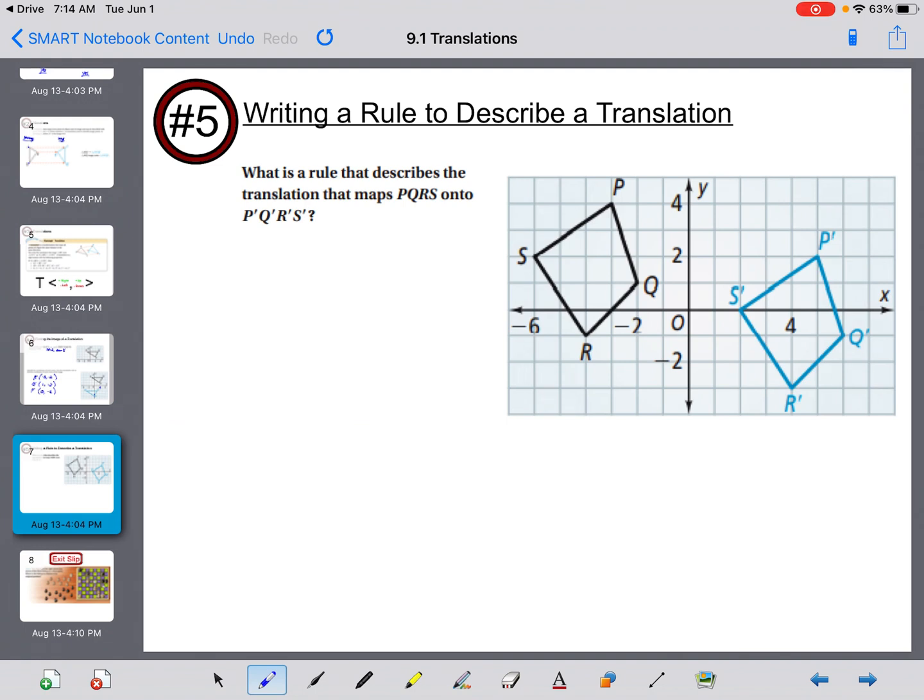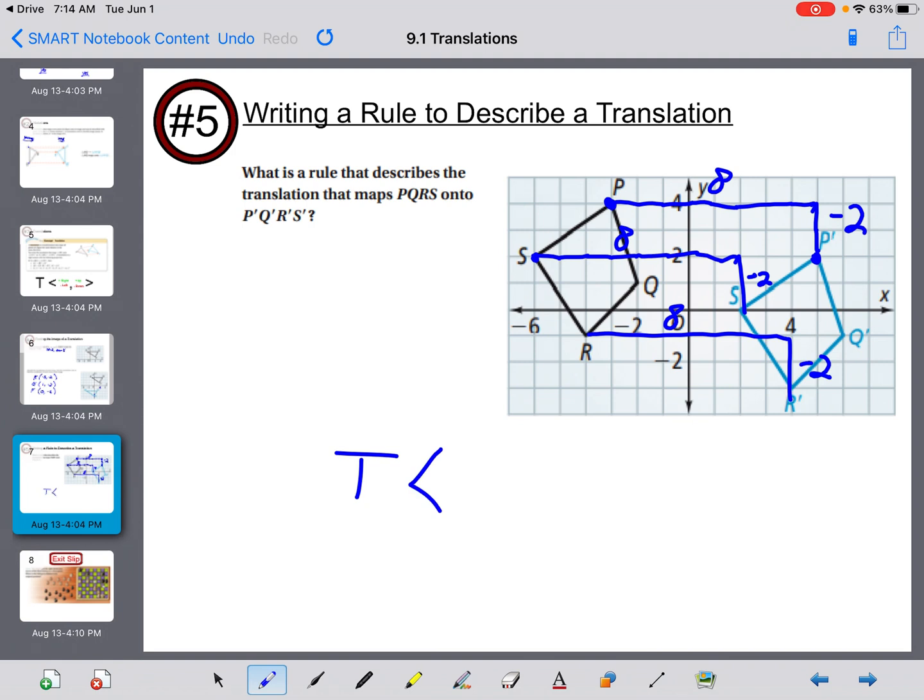What is the rule that describes the translation that maps PQRS onto P prime, Q prime, R prime, S prime? Well, from P to P prime, you're going right 8 and down 2. So see if that works for the rest. From S, you go right 8 and down 2, 8, negative 2. Q would be the same, and R is also going to be the same. So your rule here, or your transformation, is going to be a positive 8, negative 2.